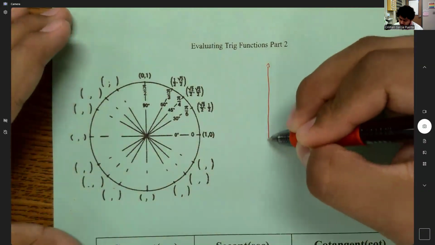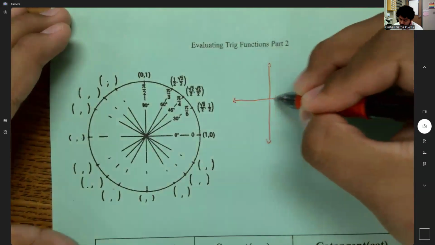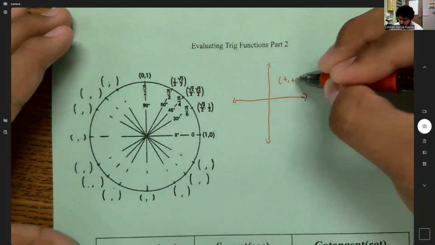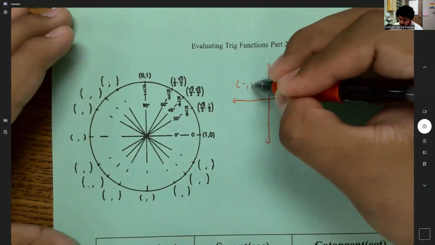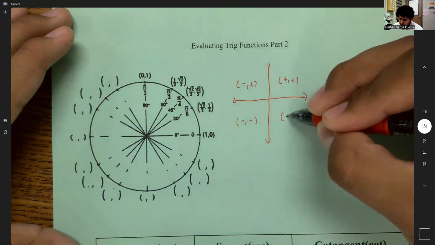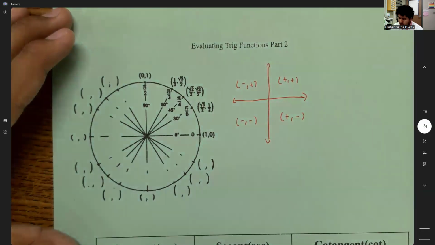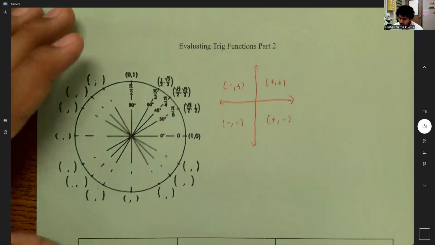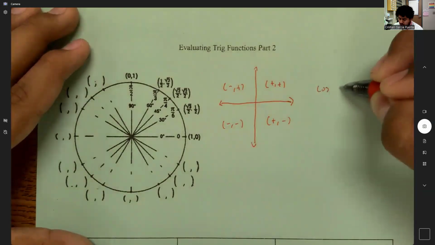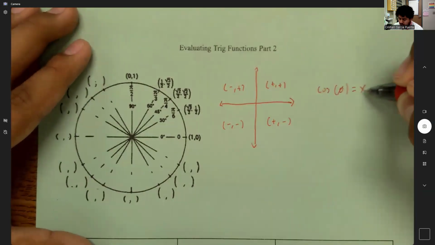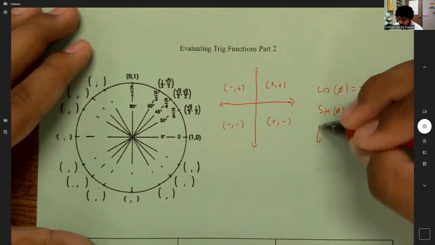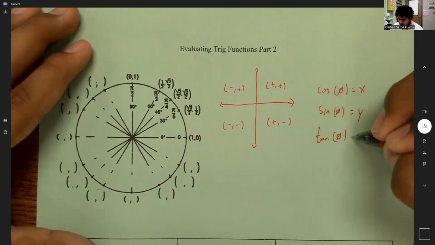Depending on which quadrant you're in, you have to know what your signs are going to look like. In quad 1, if you remember, it's plus plus. Quad 2, it's minus plus. Quad 3, minus minus. Then quad 4, plus minus. And then you also remember from evaluating trig functions day 1 that cosine of theta was equal to x, sine of theta is equal to y, and tangent theta is equal to y over x.